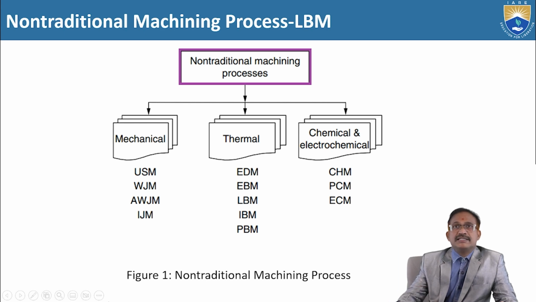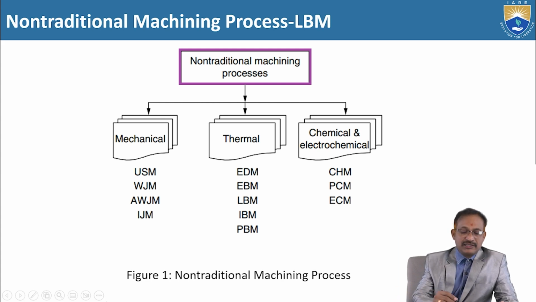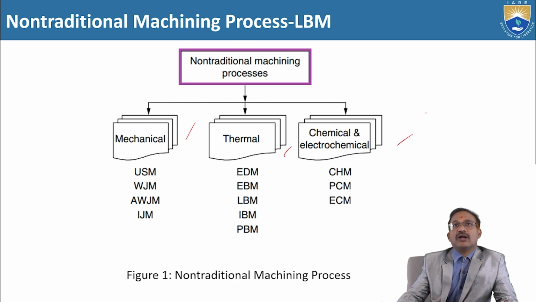Let us discuss non-traditional machining processes. Before we discuss laser beam machining, and under that drilling holes and particularly the quality of drilled holes, let us briefly discuss the starting point of these non-traditional machining processes. They are classified into three main categories: mechanical, thermal, chemical and electrochemical.